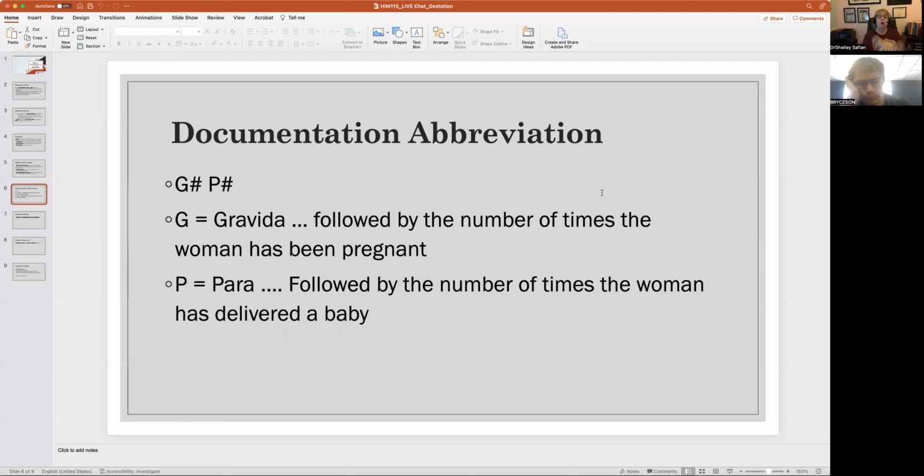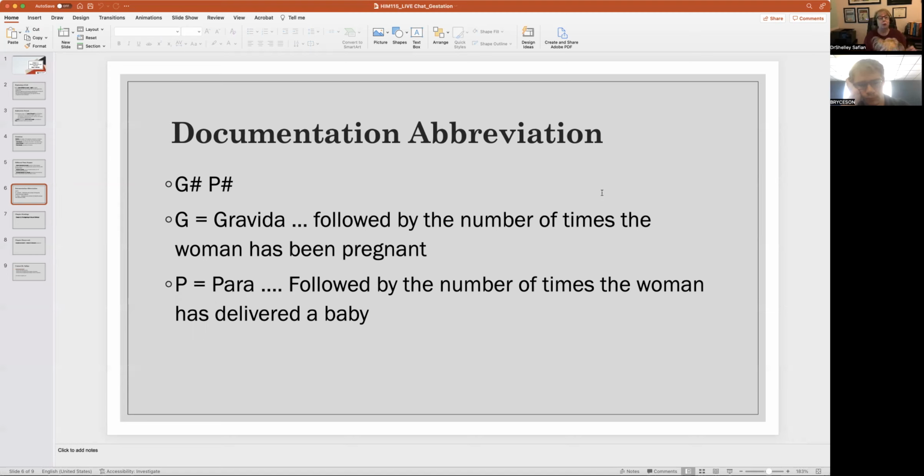Okay. All right. Also, what you need to understand is documentation abbreviation. And this is very common by obstetricians, the physician specialists who care for pregnant women. You will see the letter G with a number, and then the letter P with a number, G1, P2, whatever it might be, okay? The G stands for gravida, which is the number of times a woman has been pregnant. P stands for para, which is the number of times a woman has delivered a baby, okay?